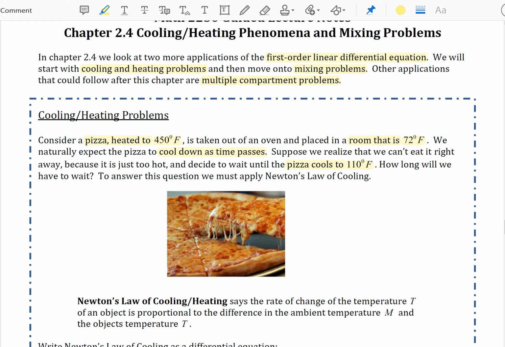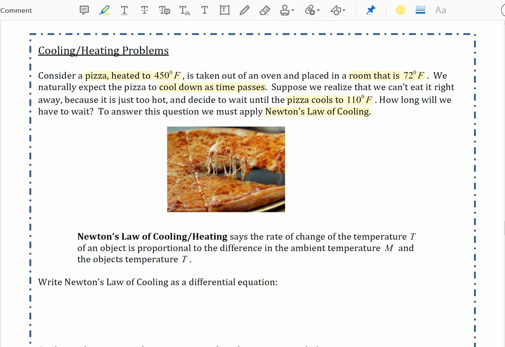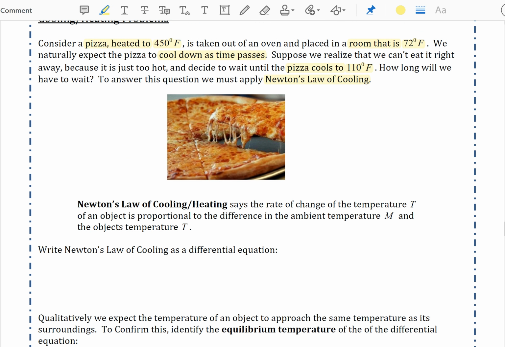To answer this question, we must apply Newton's law of cooling. Now recall from Chapter 1.1 that Newton's law of cooling says the rate of change of the temperature of an object, T, is proportional to the difference in the ambient temperature, M, and the temperature of the object, T.